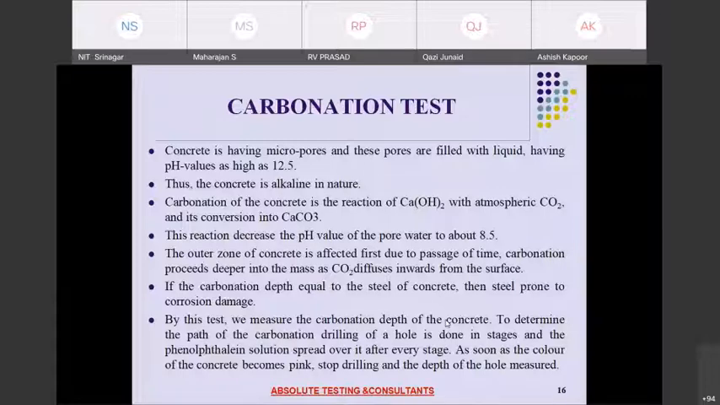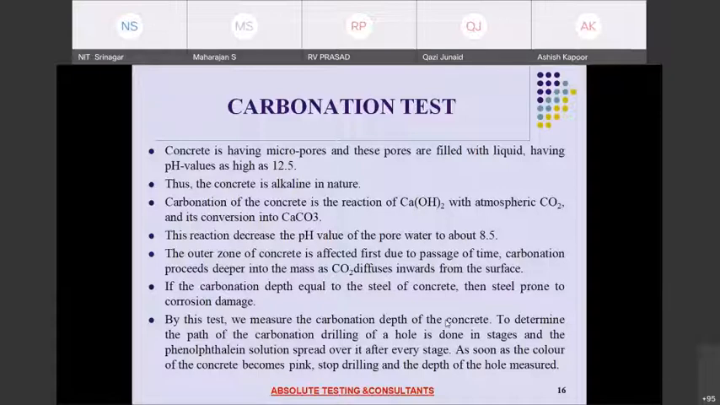The outer zone of concrete is affected first. With the passage of time, carbonation proceeds deeper into the mass as CO2 diffuses inward from the surface. If the carbonation depth equals the cover of the concrete, then your steel is prone to corrosion damage. That's why, if you see, the cover plays a very important role in terms of the durability of the concrete.